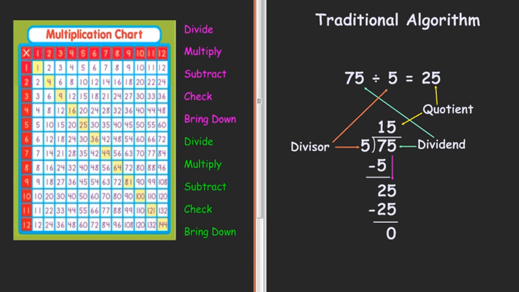Hey guys, today we're going to be talking about the traditional algorithm. And I know you're going to love this one too. Actually, I prefer this one, so we're going to talk about it. Now, this is the way that your parents learned how to divide. This is the traditional way. When I was in school, we learned it different. Now, this is the way we do it. Now, if you notice, you have the same setup.